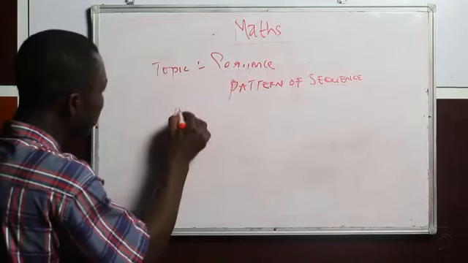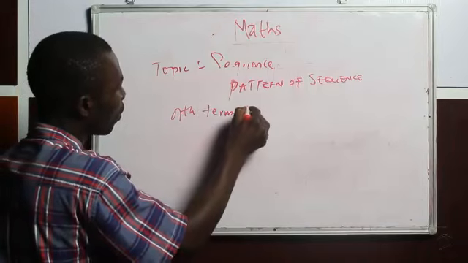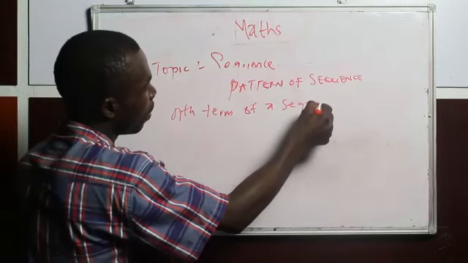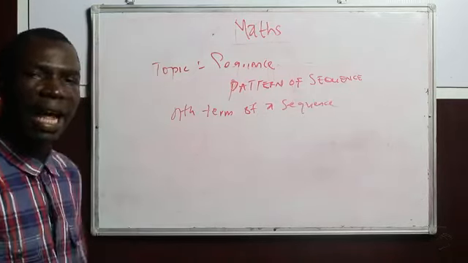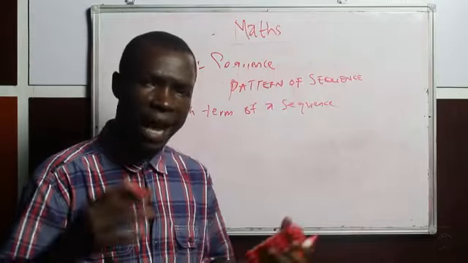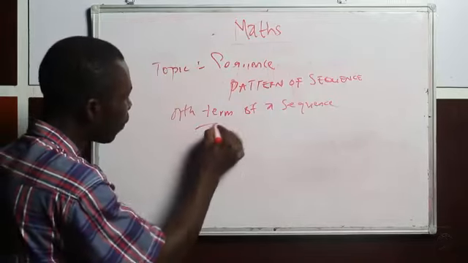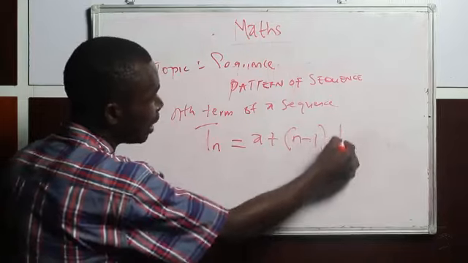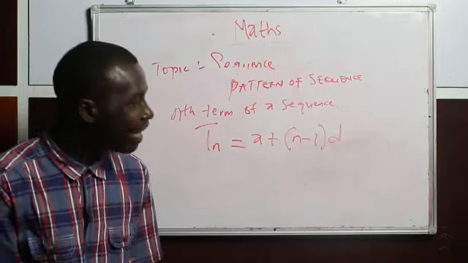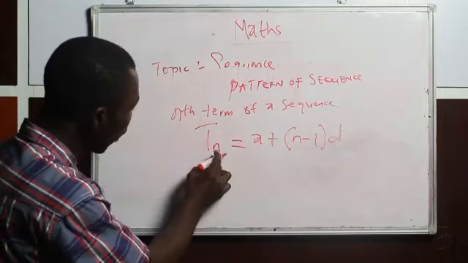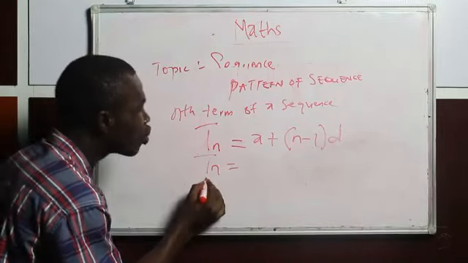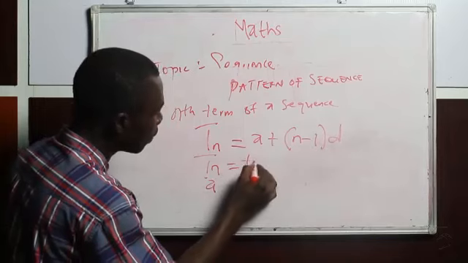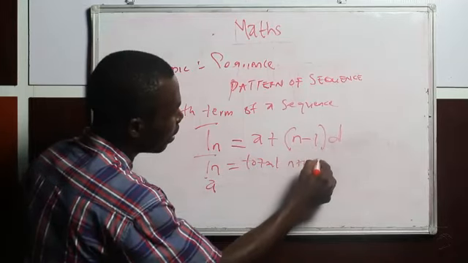We have the n-th term of a sequence. What is the n-th term of a sequence? It uses this formula: Tn = a + (n - 1)d. This is called the n-th term of a sequence. Tn means the total n-th term of a sequence, while a is the first term.